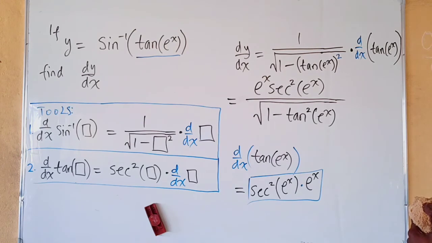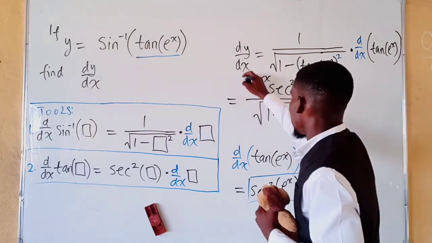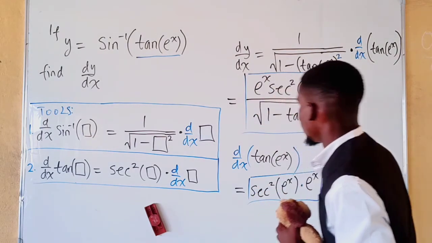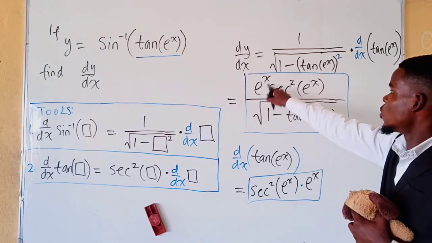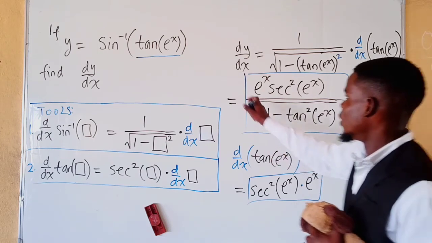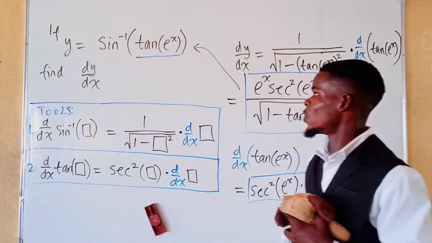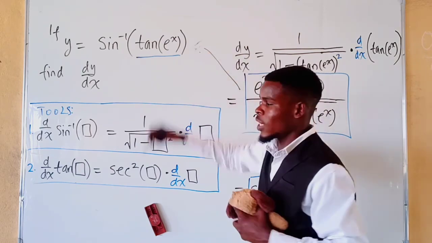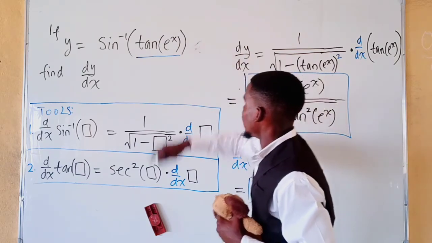Let's see, can we do some factoring here? This right here is a nice place to stop and call this the derivative of the function which we were given: e to power x secant squared of e to power x divided by the square root of 1 minus tangent squared of e to power x. So this right here is the derivative of that function, anyhow you want to put it.